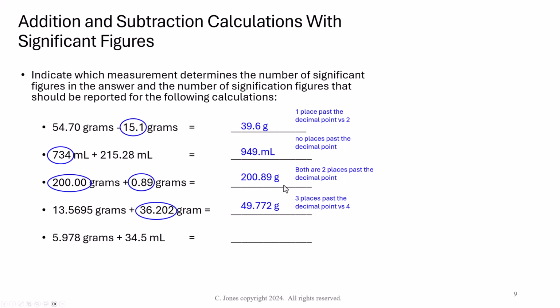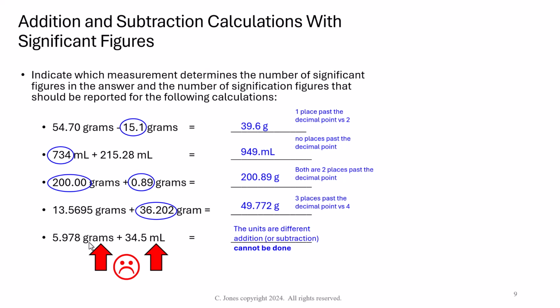49.772. Okay, and now the last one was just to see if you were paying attention to details, because if you look, we have 5.978 grams plus 34.5 mils. These are not the same units, so we can't do the calculation. Okay? If you think for a minute, with a little more information, you actually could do this calculation if you think about it for a minute.